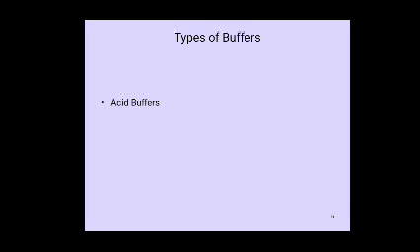Types of buffers. Buffer solutions are two types: one is acidic buffer, the second one is basic buffer. Acid buffer solution and base buffer solution. An acid buffer is prepared by using a weak acid and its salt of a strong base. This is called acid buffer solution.